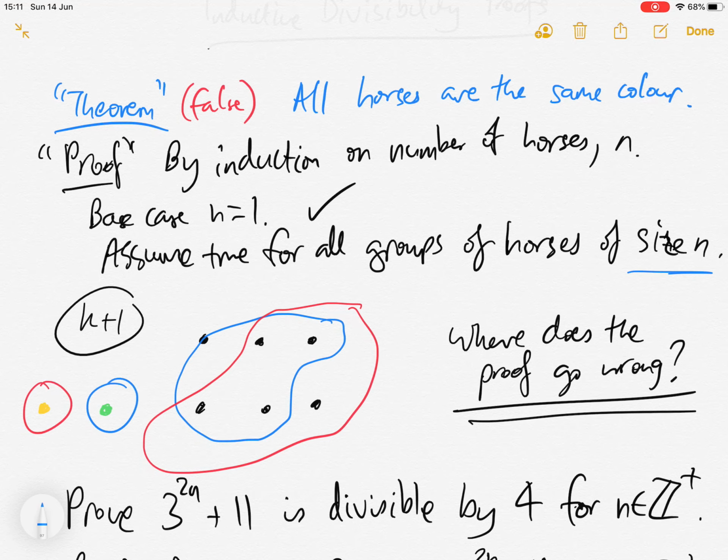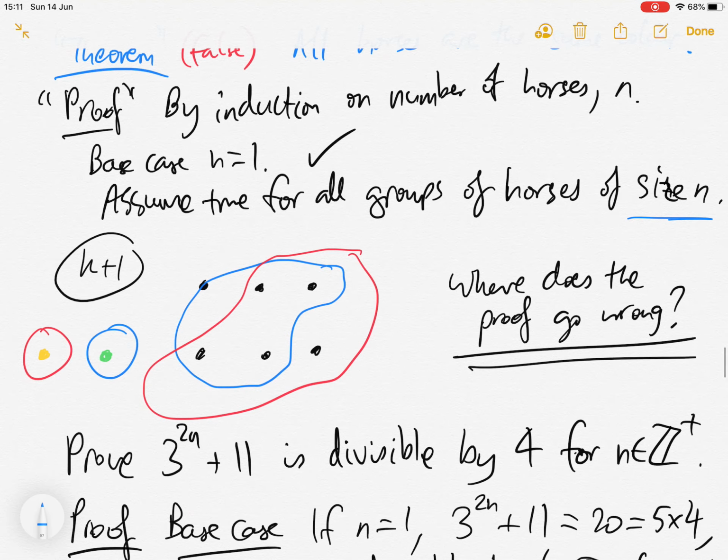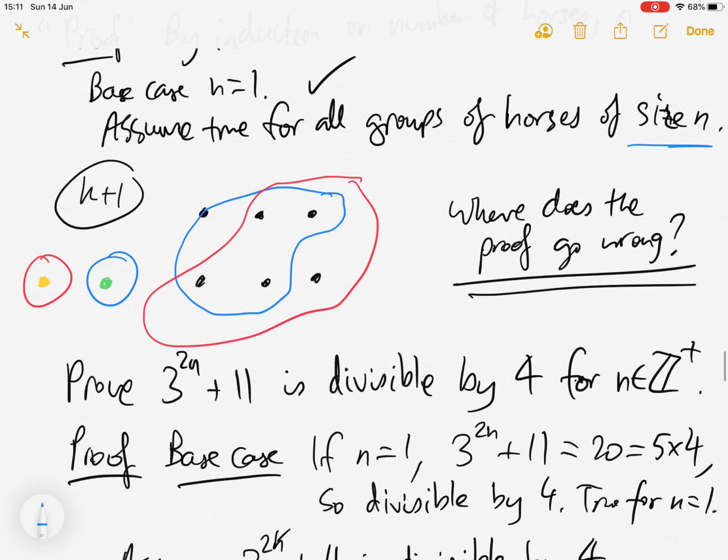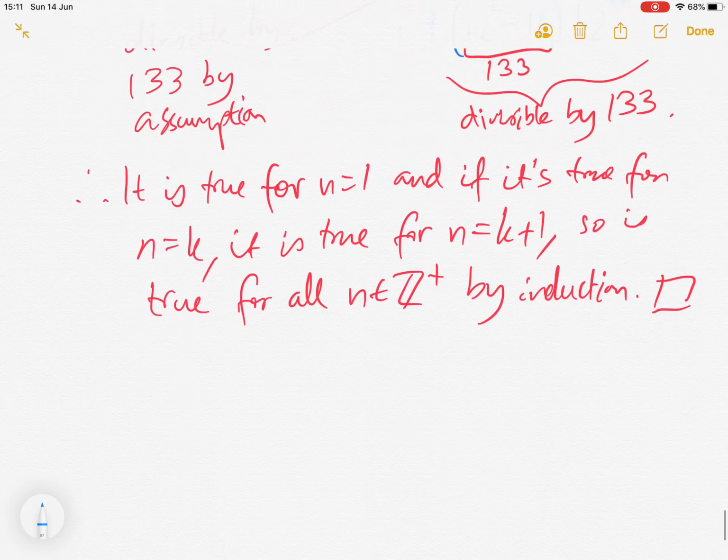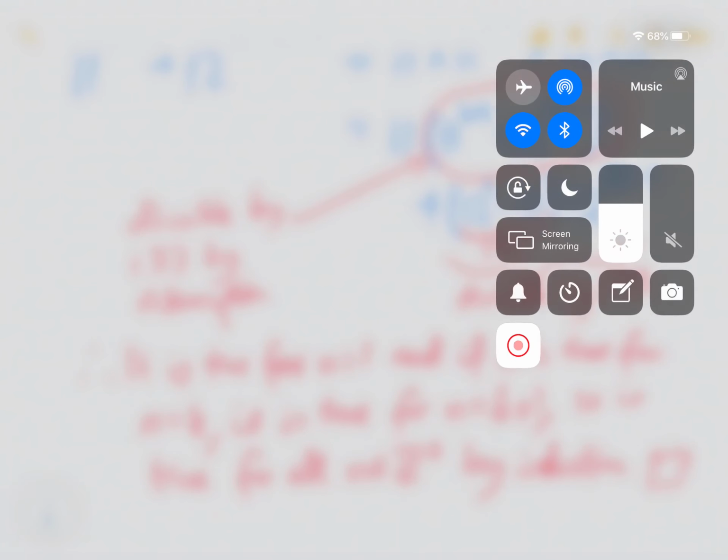It is true that if it's true for all groups of size 5, it's true for all groups of size 6. But the 1 implies 2 doesn't work. So it fails for n equals 2, and therefore the whole induction proof fails. So it's a nice example to illustrate possible failures of induction. Yeah, so we'll stop there.